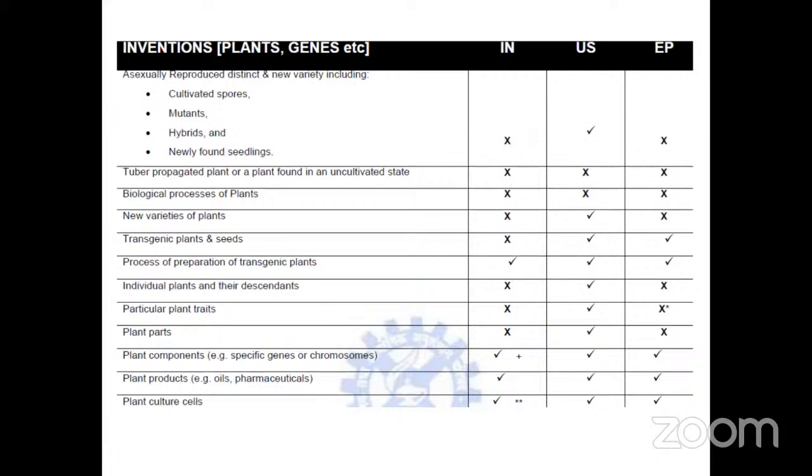Now we can see what is patented and what is not patented. Mutants, hybrids, and cultivated spores that you can develop successfully are not patentable in India. But mutants, hybrids, seedlings can be patented in the United States. In Europe also, they are not patented. The cross symbol means it is not patented. The right symbol means it is patented.